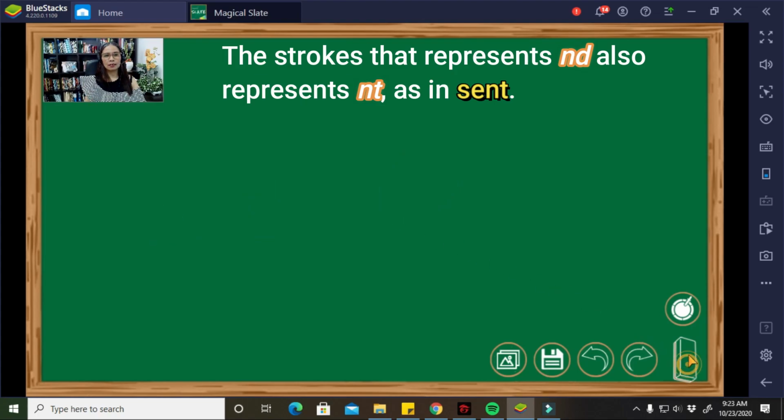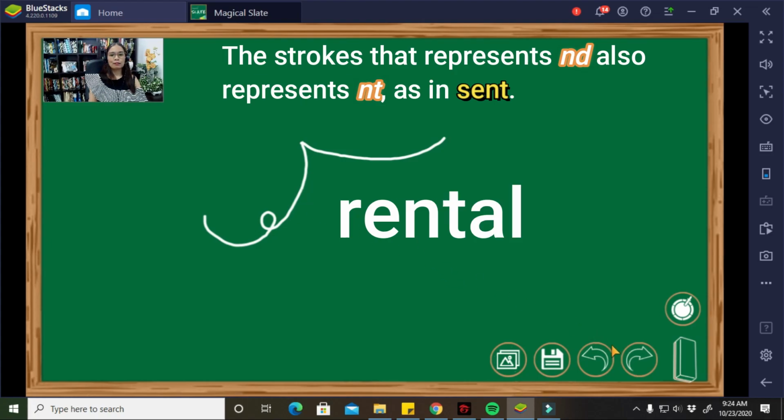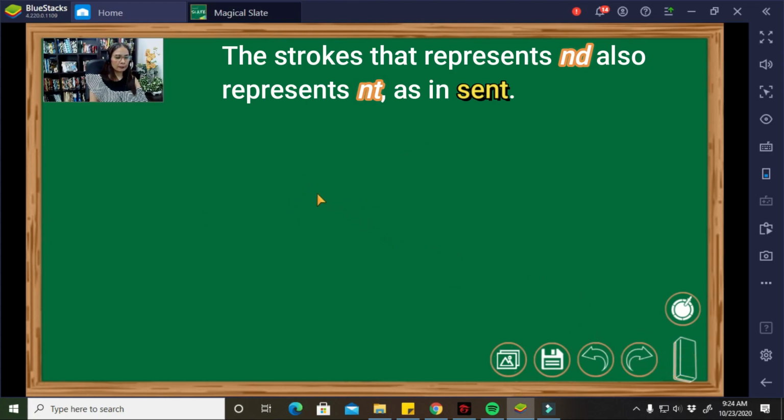So next example. Now try to read the following example. Can you read this word or symbol? Alright. NT. Okay, very good. So that is rent. That's right. Now if I'm going to add L here, the word now is rental. Very good.